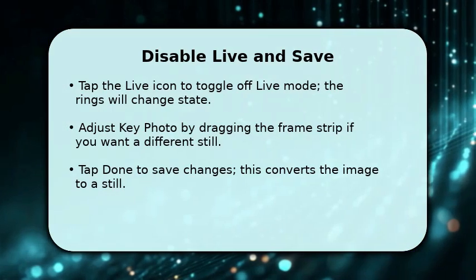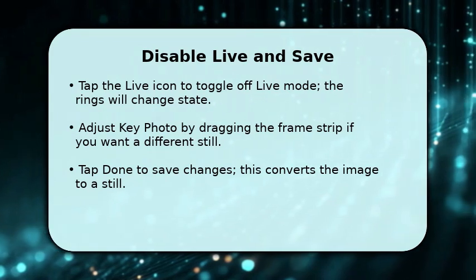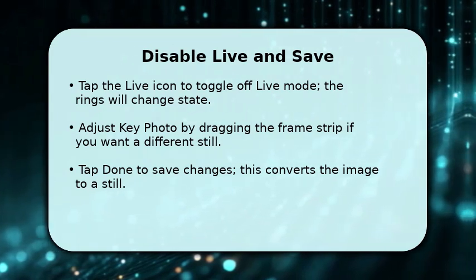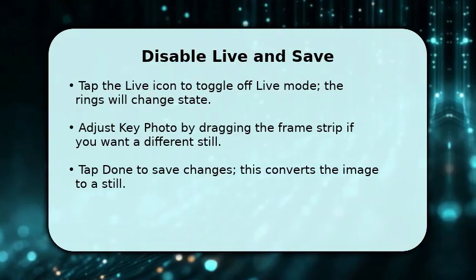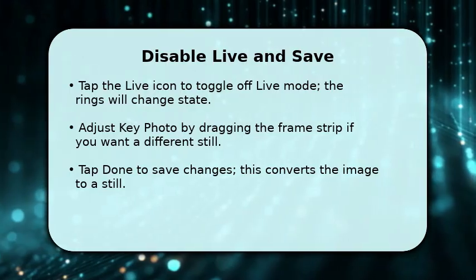Tap the live icon once to turn live off. The rings will dim indicating it's now a still. If the thumbnail still isn't the exact frame you want, drag the frame strip at the bottom to choose a new key photo before you save. This sets the exact saved pixel you'll keep.